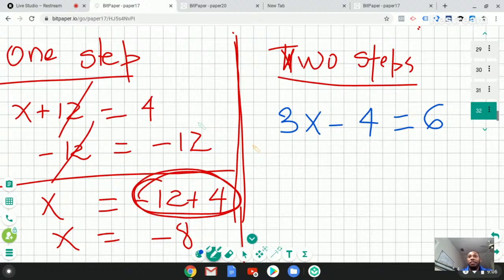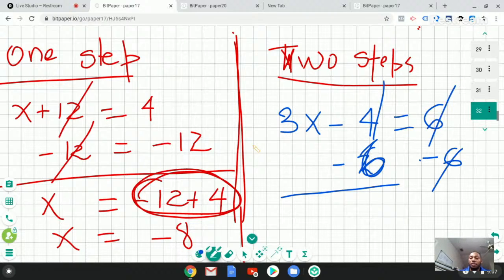To get x by itself, the first step I need to do is add... minus 6 to both sides, right? Minus 6 and minus 6. So on this side, that 6 is gone. I'm going to have a 0 here. No, I'm trying to get x by itself. Why am I adding minus 6? That would be more than two steps. Okay.